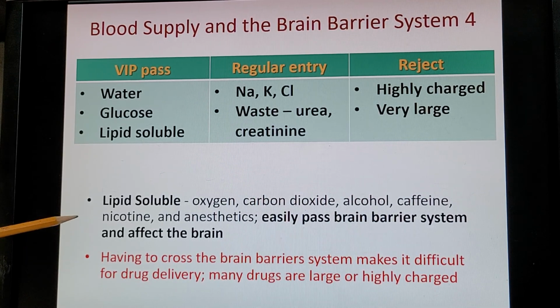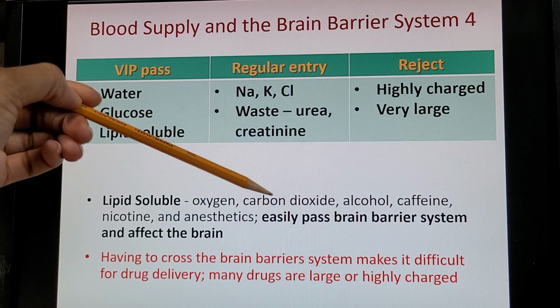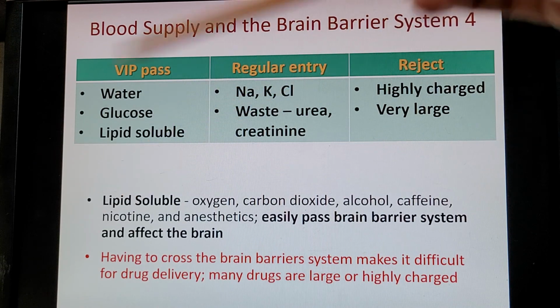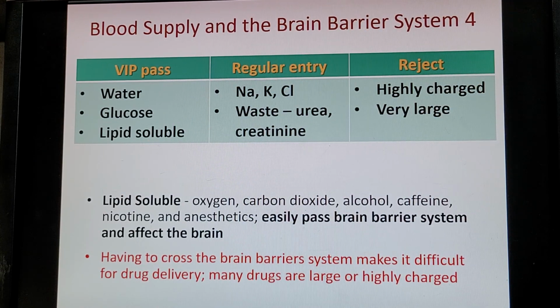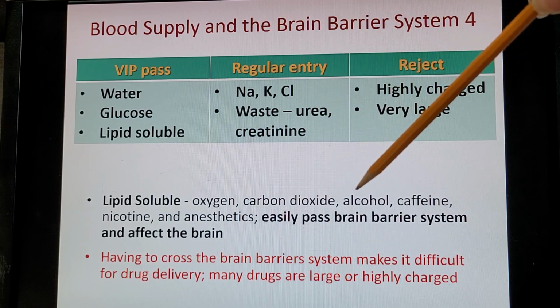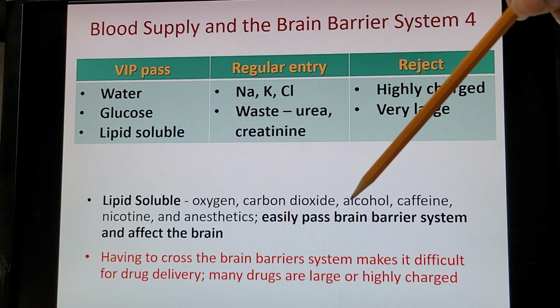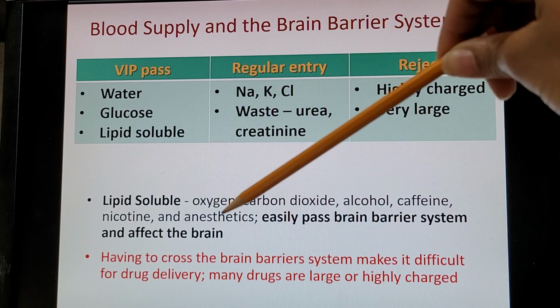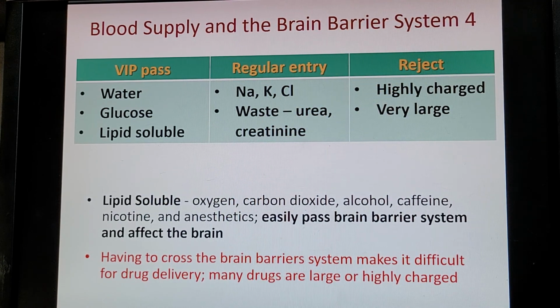Stuff that is lipid soluble: we have oxygen, so we need that nutrient. Getting rid of our carbon dioxide waste product should go easily. Other things that are lipid soluble, you have alcohol, caffeine, nicotine, anesthetics, all things that easily affect the brain. That's why you have the effects on your brain when you get drunk with alcohol. Caffeine wakes you up, easy. Nicotine, you get that buzz from that. Anesthetics, get knocked out. Well, for a short time. And then that wears off and then you wake up.